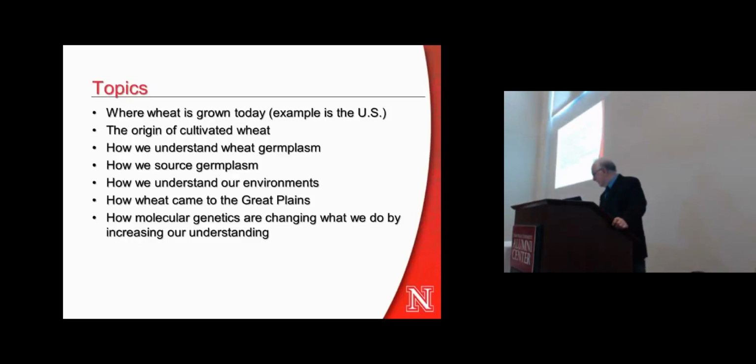Now, what I wanted to do is give you the topics we're going to cover. The first one we're going to start with is where wheat's grown today, so we'll get you a snapshot of the present. We're going to talk about the origin of cultivated wheat because we want to let you know how you got to today from where you've been, how we understand our wheat germplasm, how we source our wheat germplasm, how we understand the environments. Then we're going to come back about 150 years or so and look at how wheat came to the Great Plains or how it changed. There was a major event that occurred. And then we're going to talk a little bit about how technology is changing.